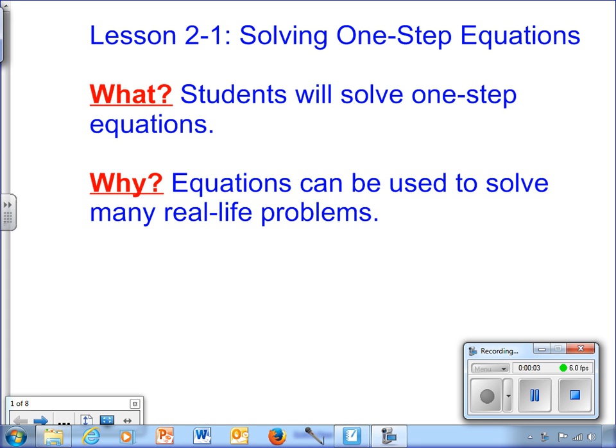Hi, this is Mrs. Doris with Lesson 2-1, Solving One-Step Equations. Our objective in this lesson is that you will be able to solve one-step equations. The reason that we are doing this is equations can be used to solve many real-life problems in many different fields.